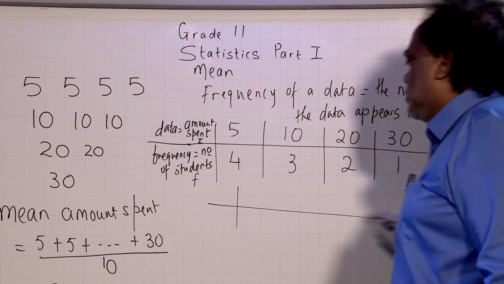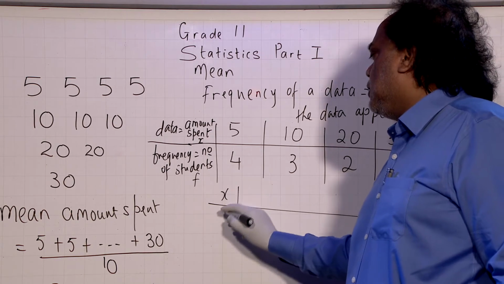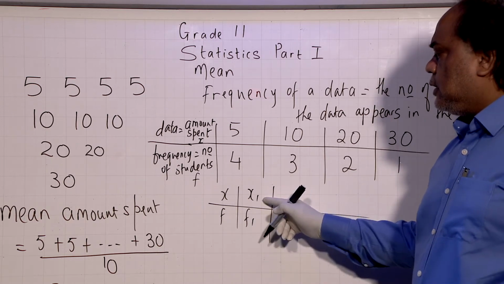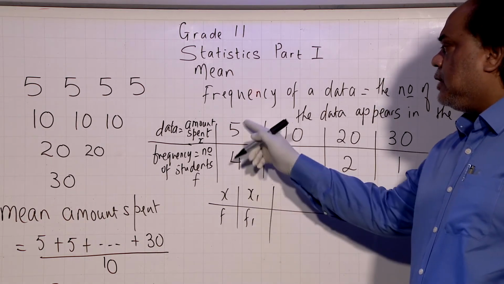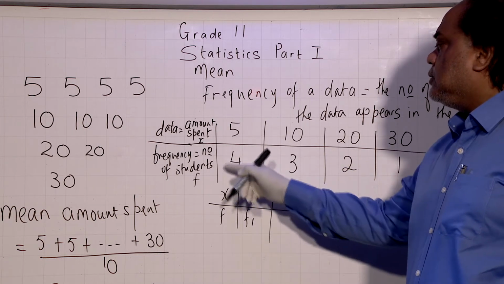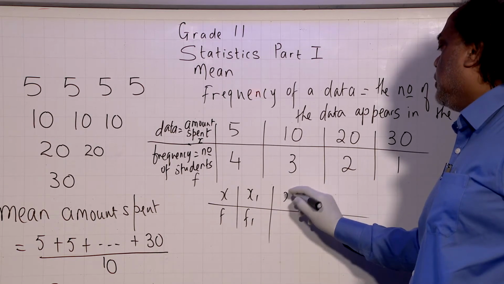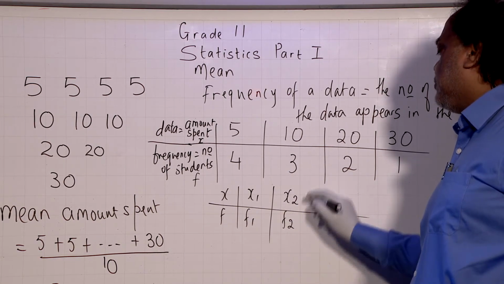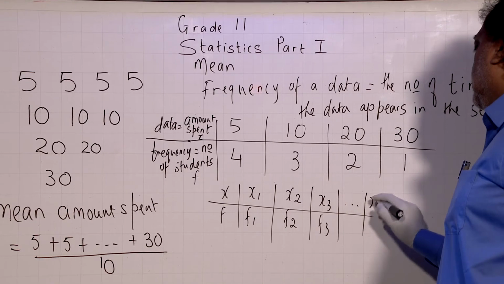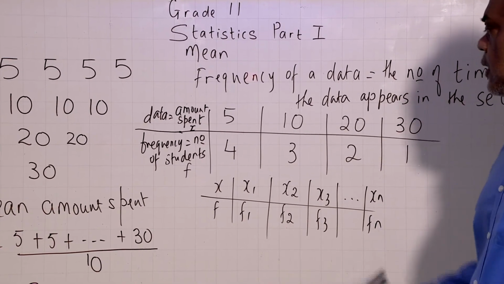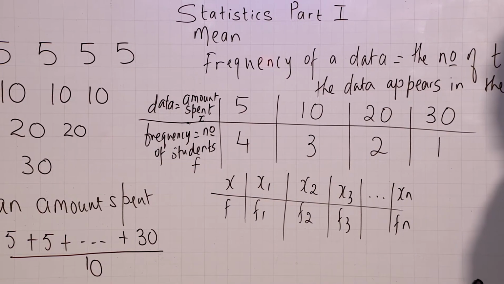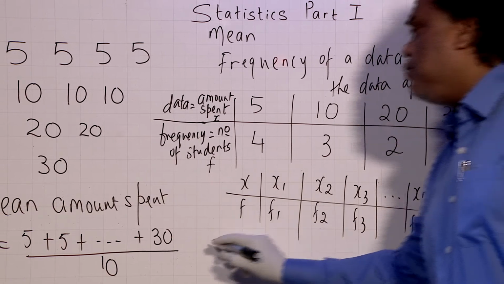In general, the frequency table will be represented as follows. X1 is the first data, that is, in our case, it was 5 rupees. F1 is the first frequency. In our case, it was 4. X2, F2, X3, F3, Xn, Fn.